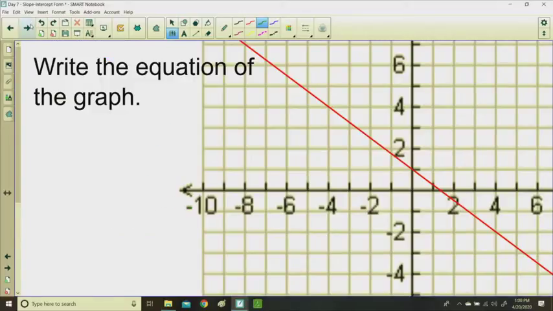Perfect. Okay, so then I'll let you go ahead and do this one. I'll start you off a little bit. So remember, you're going to write your slope-intercept form, y equals mx plus b. You need to find out what's m, what's b.